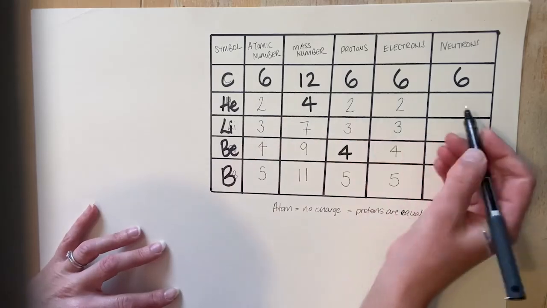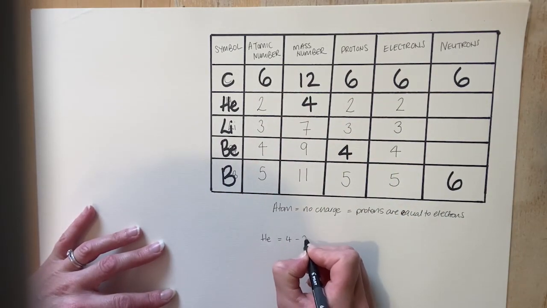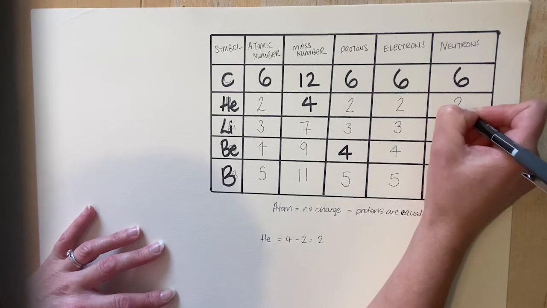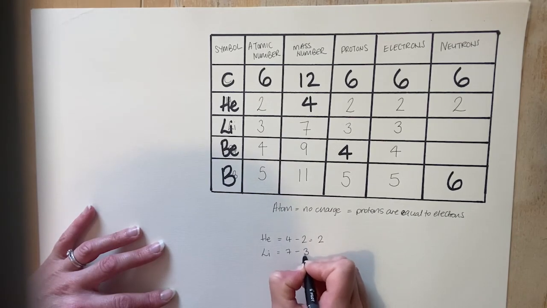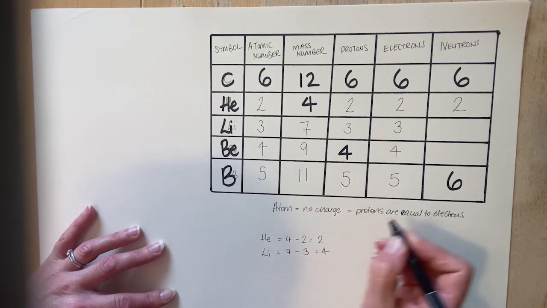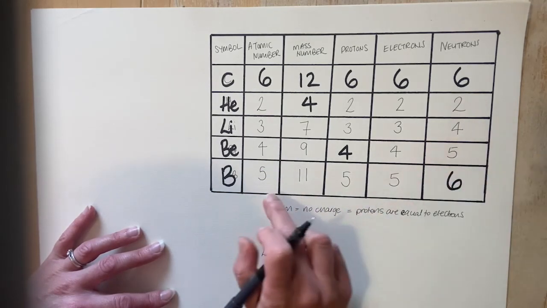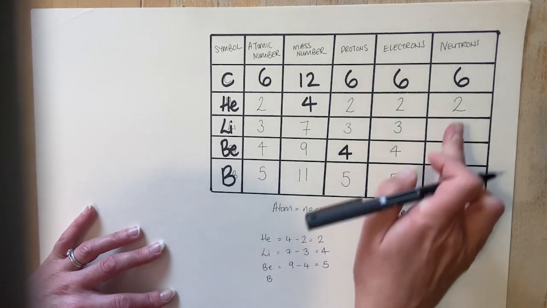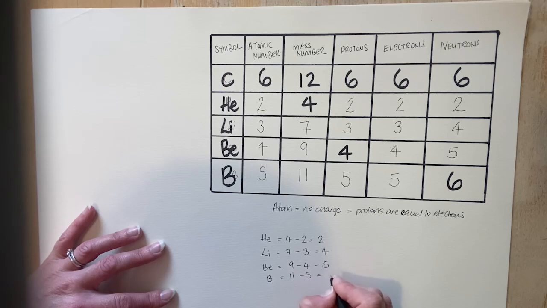So in this case, helium, let's do a sum. 4 minus 2 gives us 2. Lithium, 7 minus 3 gives us 4. There are 4 neutrons. Beryllium, 9 minus 4 gives us 5. And let's double check with this one just to make sure we're on the right track with the same sums. 11 minus 5 equals 6. It's correct. We know we've done it properly.